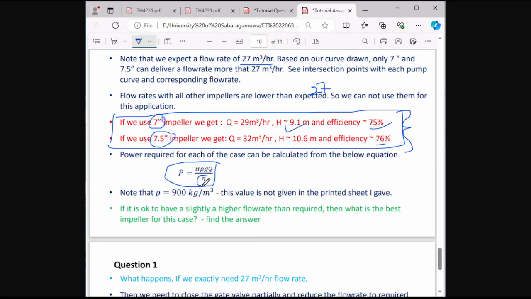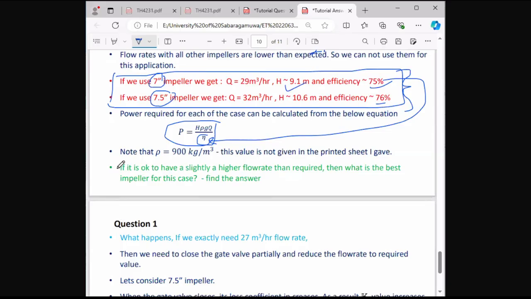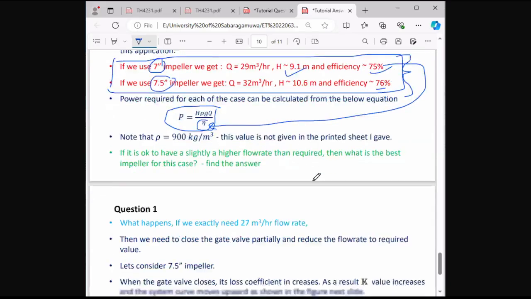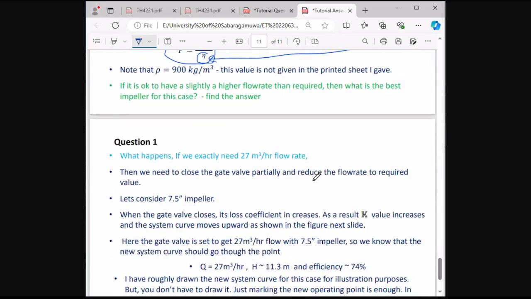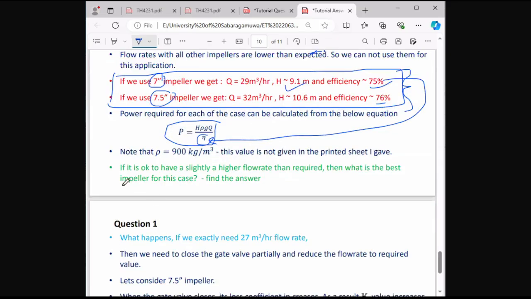You know about the efficiency: 75%, 76%, likewise. And the other values you already know. Then we can identify the best impeller.